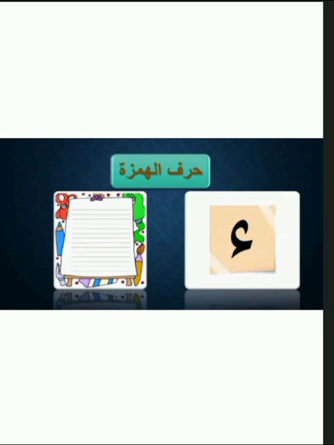My name is Samiha Ahmed, and inshallah today we will study the Arabic alphabet. So the first letter is Hamza, and it looks like an incomplete circle with a tail.